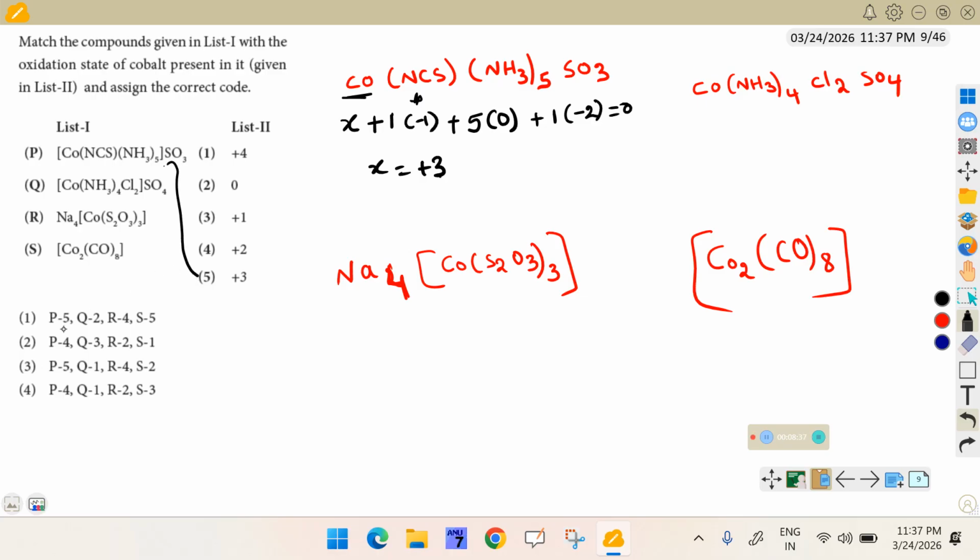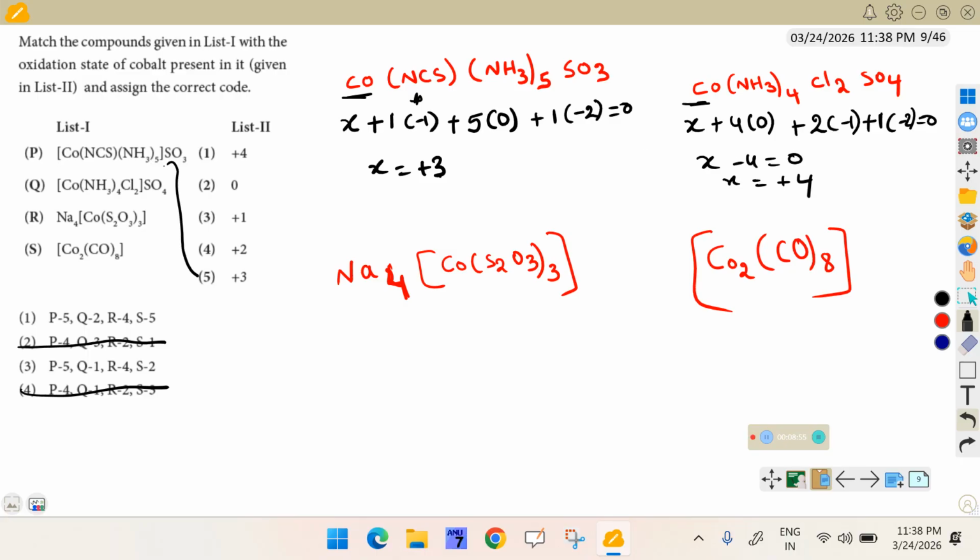P5. Remove second option, fourth option. Okay. Calculate here X plus ammonia neutral molecule 0, chlorine -1 oxidation state, SO4 -2 oxidation state. X minus 4 is equal to 0, X is equal to +4.